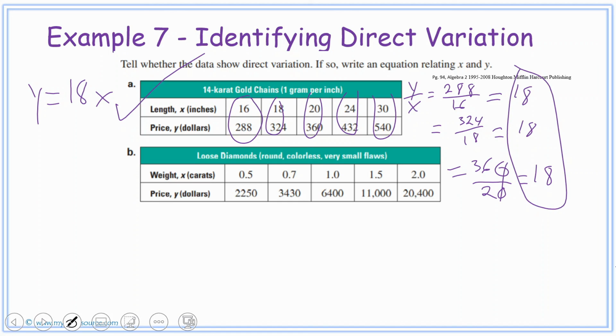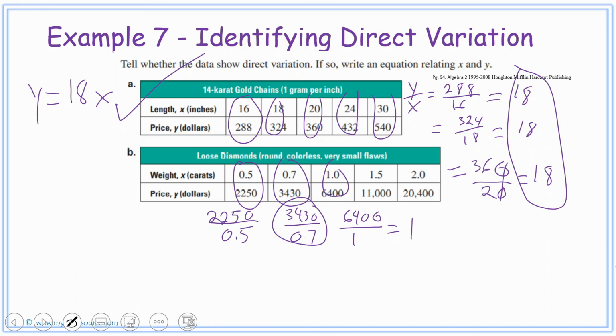So yes. And then the second one, you could do the same thing. Divide each one, y over x. So 2250 divided by 0.5. See if it equals 3430. If it fails once, the whole thing is off. All right? And so you can see already, this one's supposed to be equal to 1. And this clearly is not going to equal 1. So we don't even have to do that.